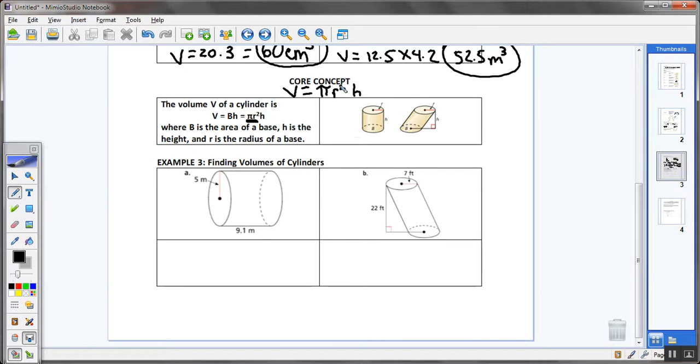So take a look at example 3a. Finding the volume of a what? Okay, so my volume would equal, the volume formula for a cylinder, let's write down here, V equals pi r squared times height. Well, what's the radius in this cylinder, kids? 5. What's the height? 9.1. Okay, so somebody go pi times 5 squared times 9.1 in their calculator. 714.71.